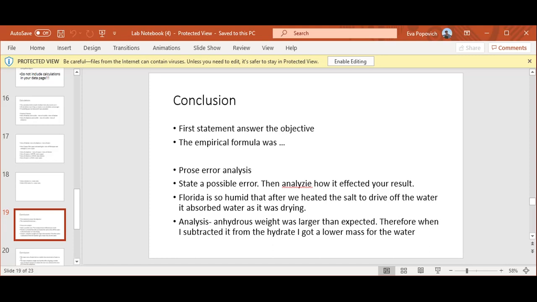When I heated my hydrate sample, I may not have driven off all the water. If that happened, then my anhydrous weight was larger than it should have been. Because my anhydrous weight was larger than it should have been, the weight of my water was less than it should have been. Therefore, my ratio of copper to water was too high. Are you understanding what I'm saying by my error analysis?